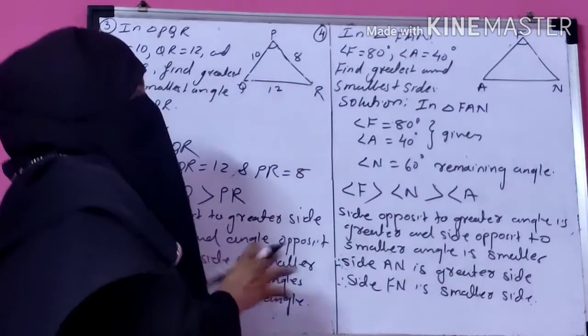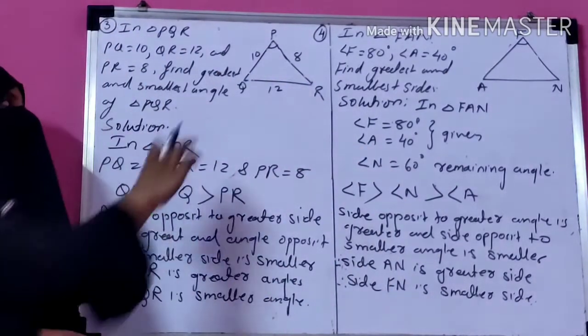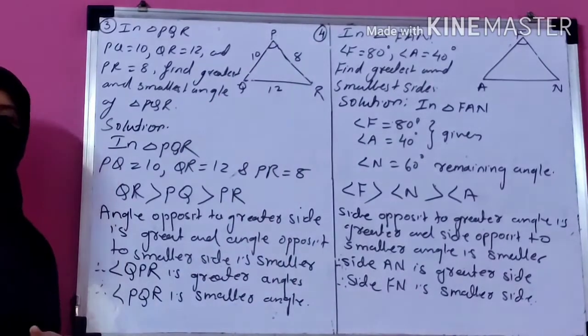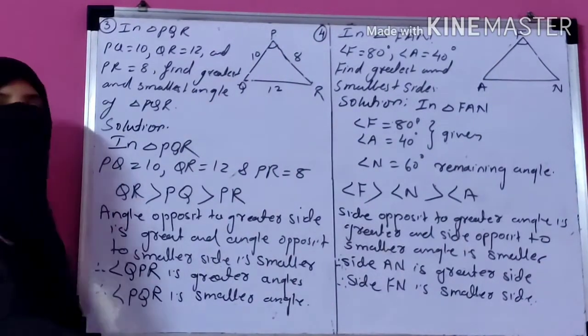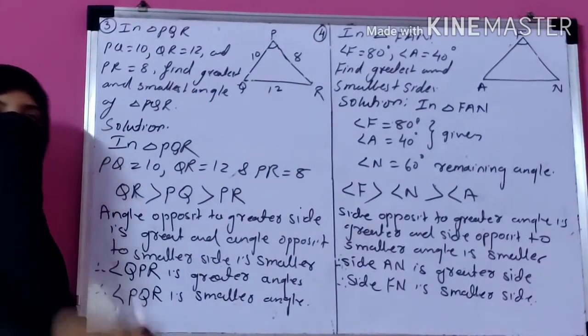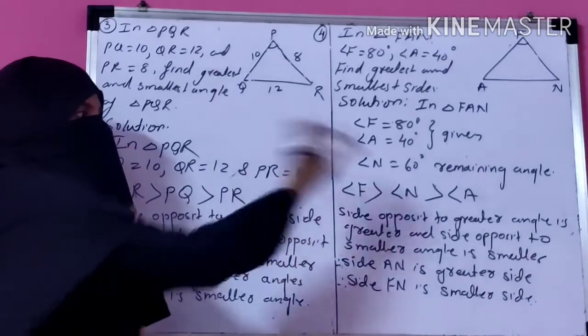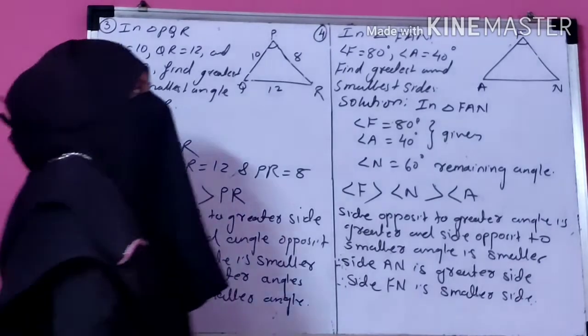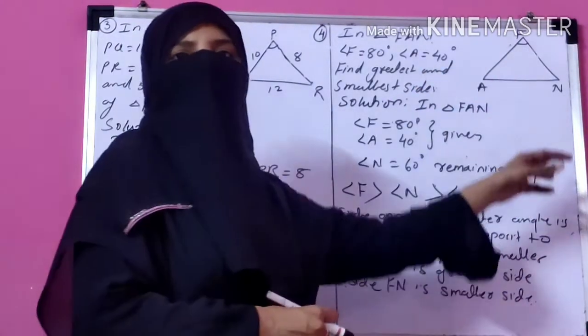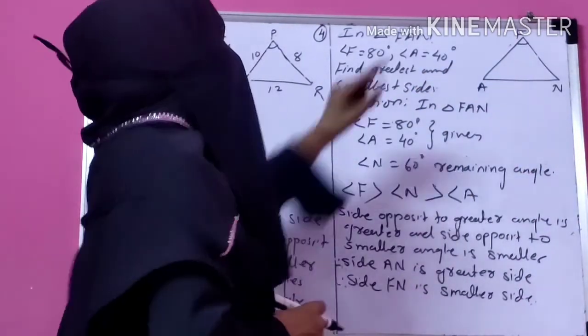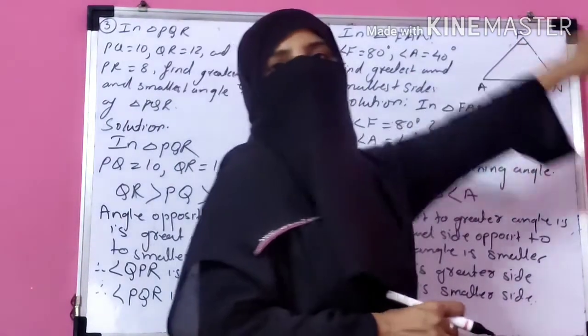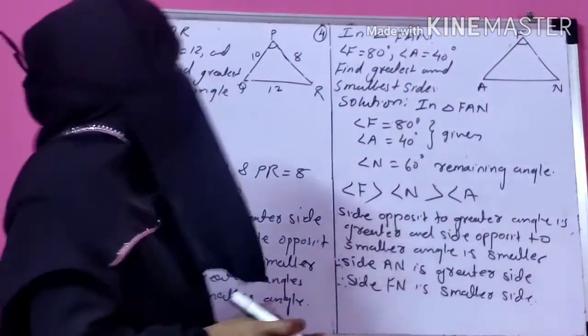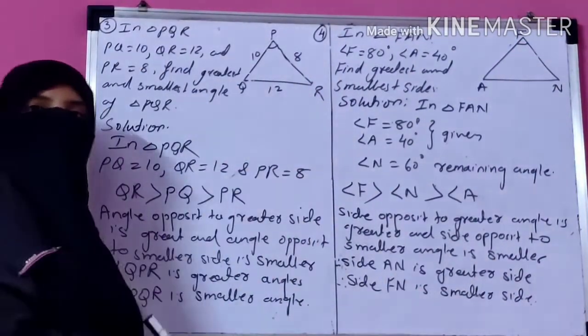Here we apply the property: if the side is greater then the angle opposite to that side is greater, and if the side is smaller then the angle opposite to the smaller side is smaller. And vice versa, conversely, if the angle is greater then the side opposite to the greater angle is greater, and if the angle is smaller then the side opposite to the smaller angle is smaller. These two questions are based on this property.